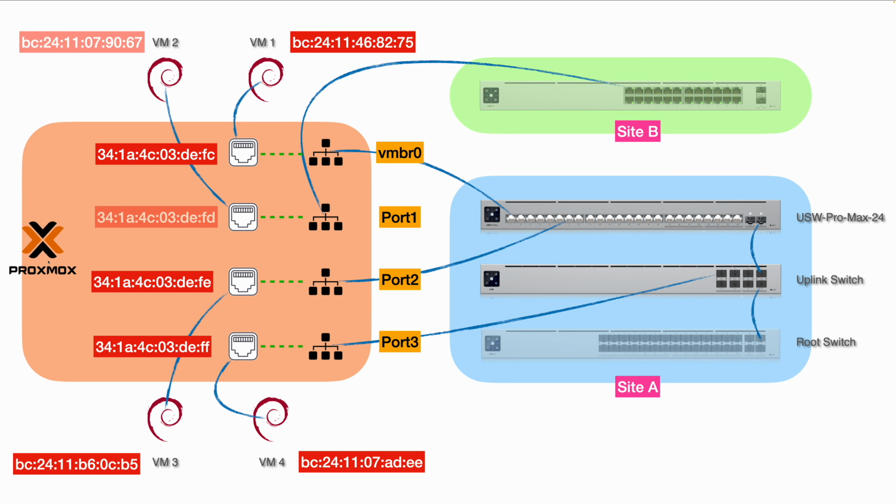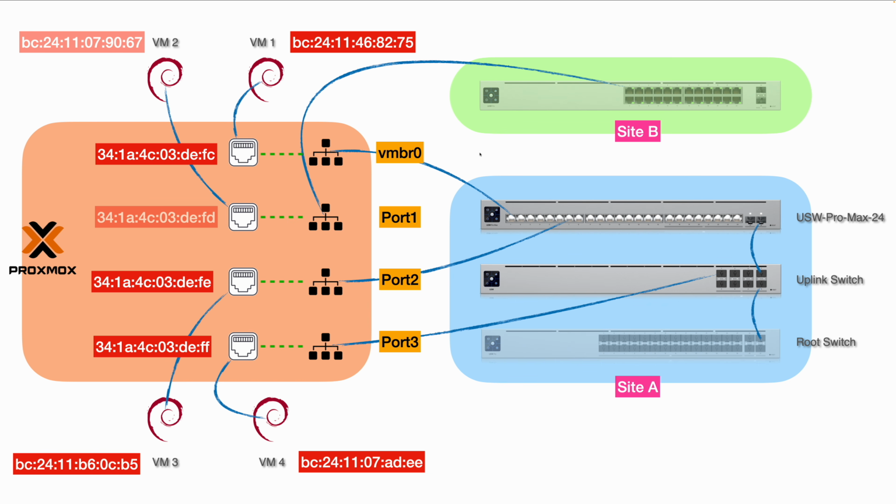I run a Proxmox server. I'm going to use 4 of the physical ports for this video. In the blue area, I have a lab environment, and this green area is another environment. So basically, they are 2 standalone sites. Within the Proxmox, I run 4 virtual machines. I'm going to talk about 4 different scenarios using these 4 different connections.